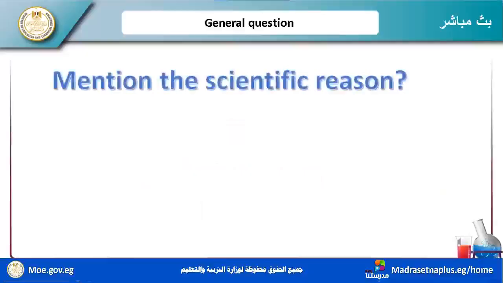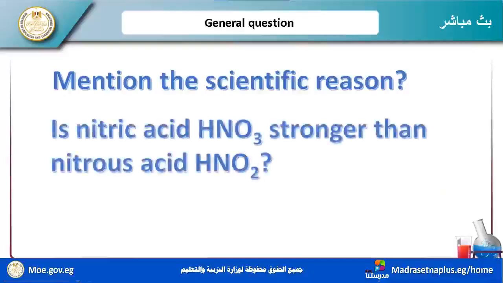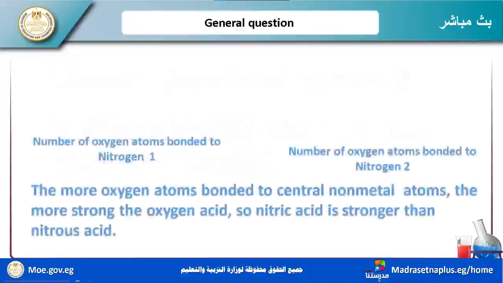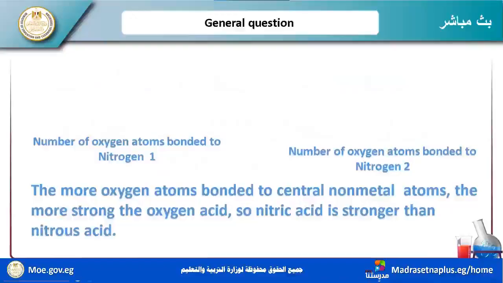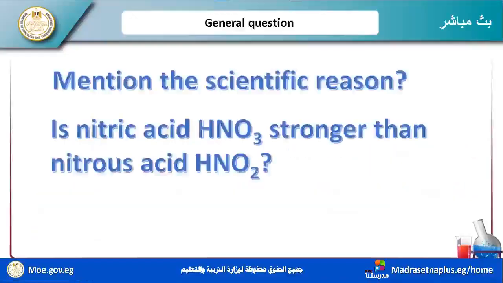Now, this slide asks for a scientific reason. I want to know the reason why nitric acid HNO3 is stronger than nitrous acid. HNO3 is stronger, yes, true, because when you study it, the speed of dissociation of hydrogen in HNO3 is higher than in HNO2, so we decide HNO3 is a strong acid and exactly stronger than HNO2.